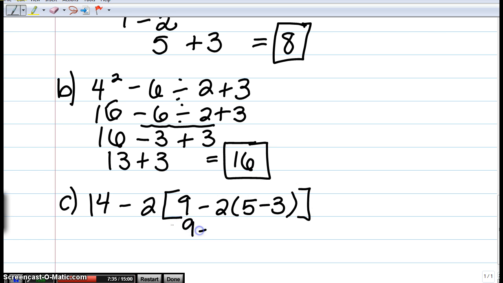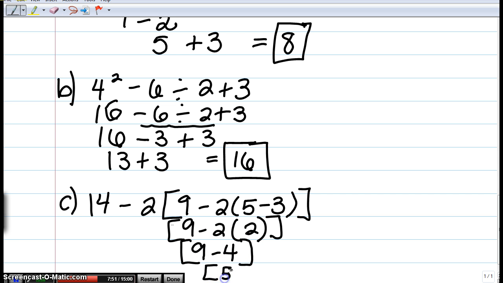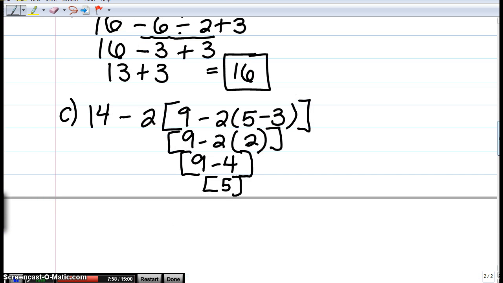So we would do our parentheses first. 5 minus 3 is 2. Then we would do our multiplication. So negative 2 times 2 is negative 4. And then we could do 9 minus 4, which is 5. Then we will look at what we have left over. We have 14 minus 2. So we have this brackets means that you're multiplying these two, just as if you had parentheses around that 5. You would do 5 times negative 2, which is negative 10. 14 minus 10 is negative 4. Excuse me, not negative, positive 4.